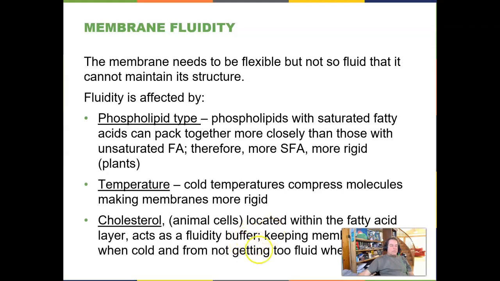it keeps it from getting too fluid when it's hot. So cholesterol is a stabilizer. Adding more cholesterol reduces the rate at which phospholipids switch back and forth from one location to another. Less cholesterol and the membrane is more fluid.